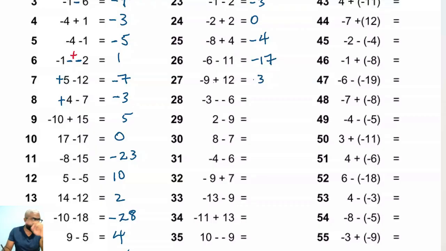The two signs are different, so we subtract, then keep the sign in front of the larger number. Let me rewrite this now because we have two negatives here. So it'll be negative 3 plus positive 6. Now let's work. The two signs are different. What do we do?